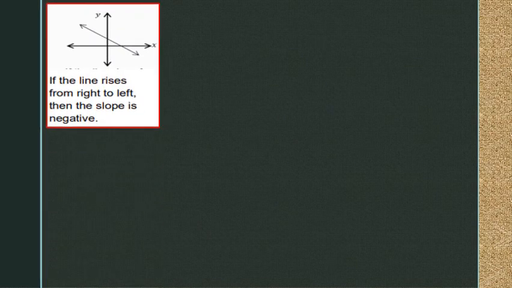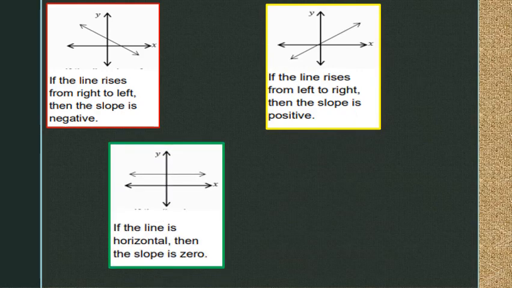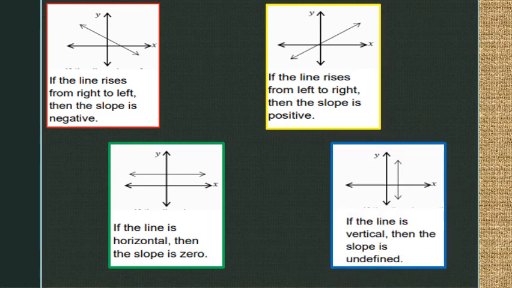If the line rises from right to left, then the slope is negative. If the line rises from left to right, then the slope is positive. If the line is horizontal, then the slope is 0. If the line is vertical, then the slope is undefined.